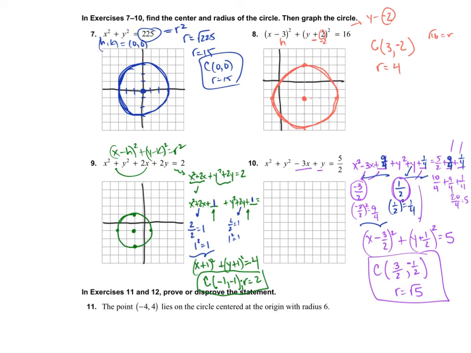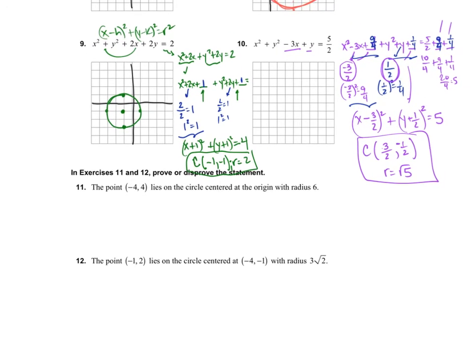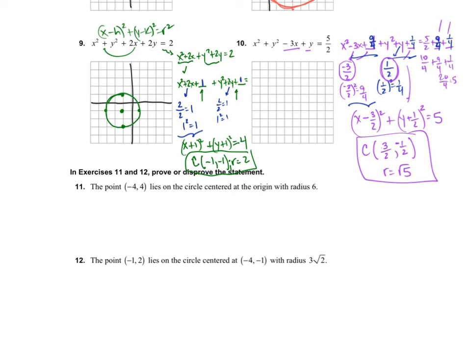All right, so moving on to our last couple questions here. It says, prove or disprove the statement. The point -4, 4 lies on a circle centered at the origin with a radius of 6. In order for me to prove or disprove, all I got to do is write the equation and see if it works. So centered at the origin, so that means h comma k will be 0 comma 0. And then the radius is 6. So my equation is x squared plus y squared equals 6 squared.